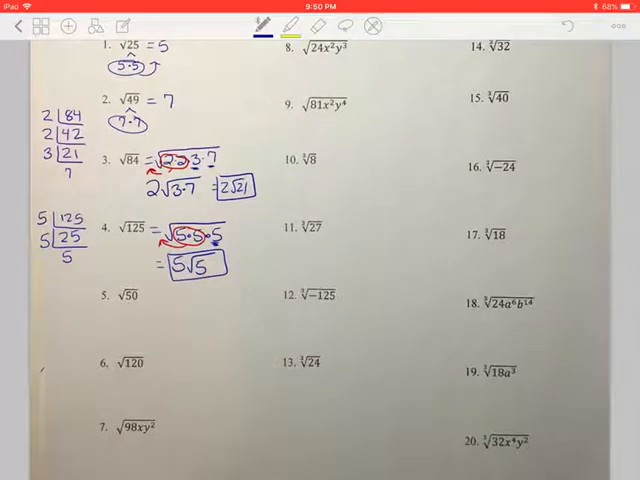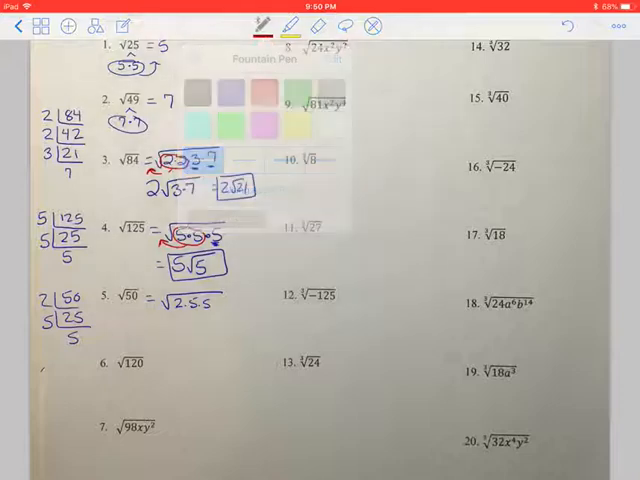Alright, so let's try 50. If I break 50 down, I can do 2 times 25, and then 25 is 5 times 5. So I get 2 times 5 times 5. Looking for my pair.